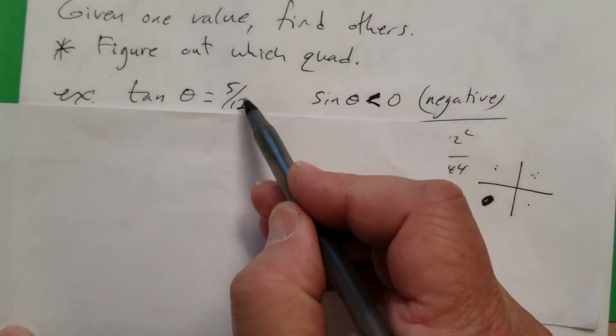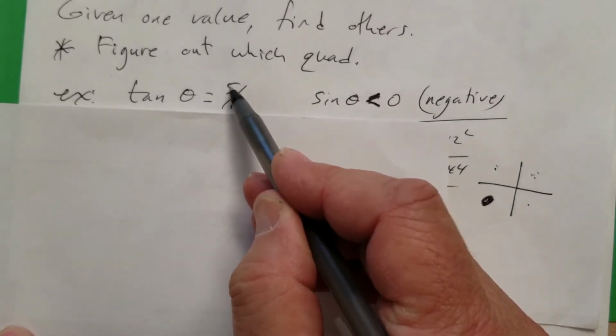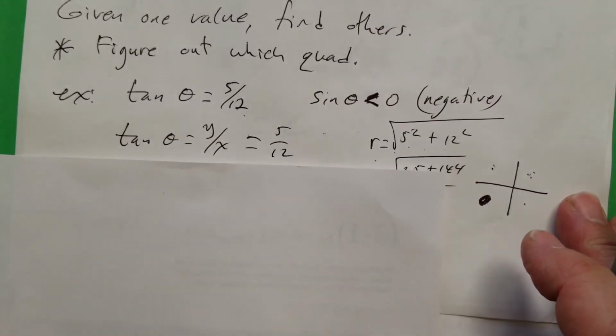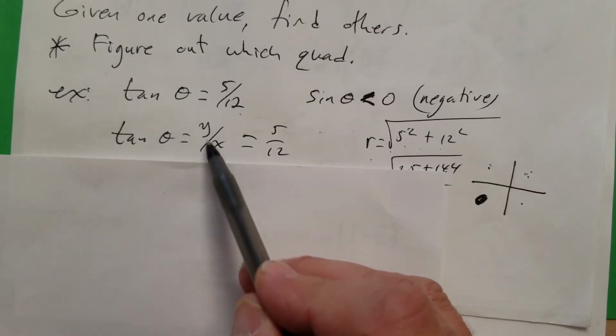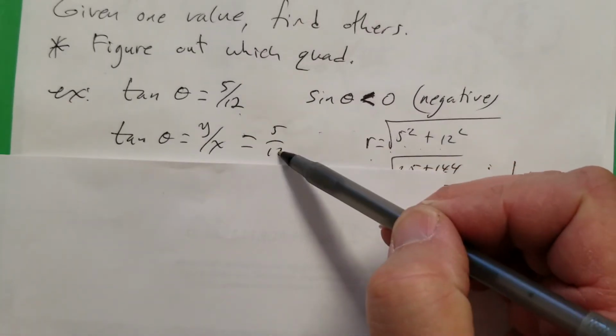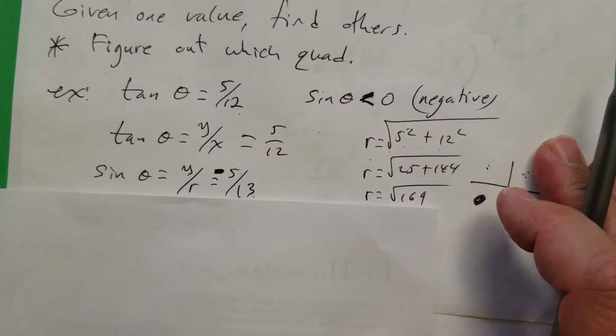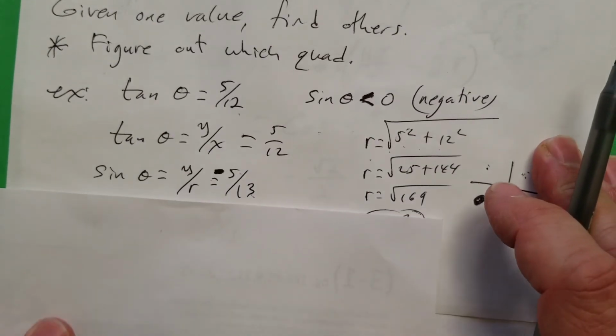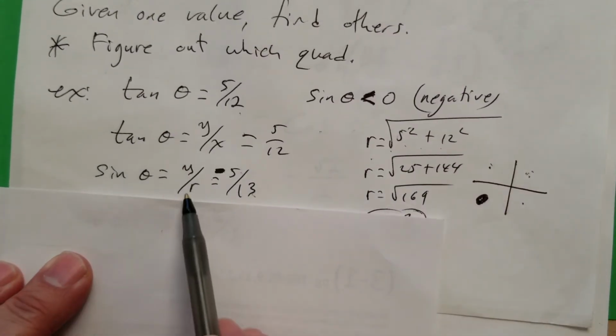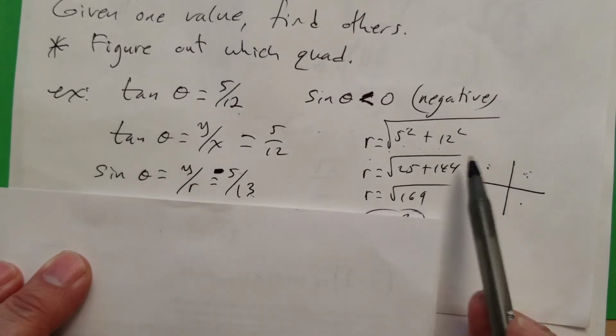That would be your y over x. So this is y, this is x. So since tangent theta is y over x, I know this is y, this is x. So now I can find sine. But wait, doesn't sine have r in it? I know it's y over r. Well, step aside and do r.